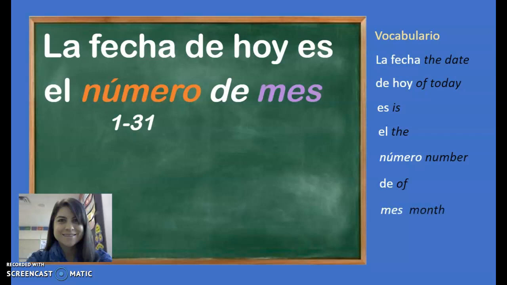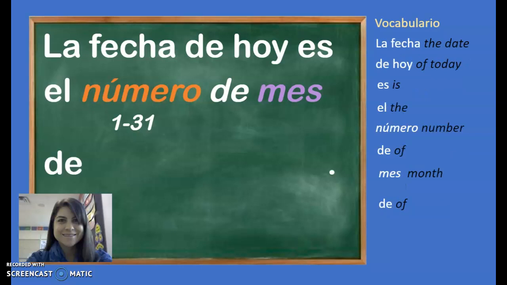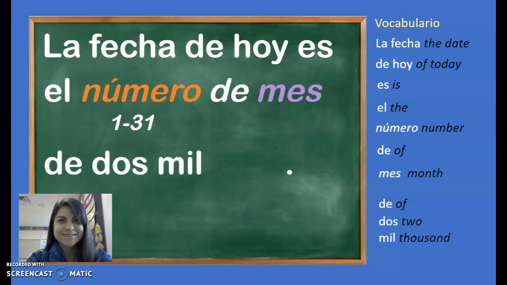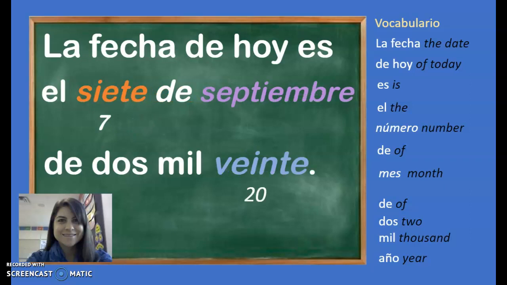What is today's mes? Month. La fecha de hoy es el de 2000. ¿Cuál es el año? What is the current year? This is my sentence for today as I am creating this video. La fecha de hoy es el 7 de septiembre de 2020.